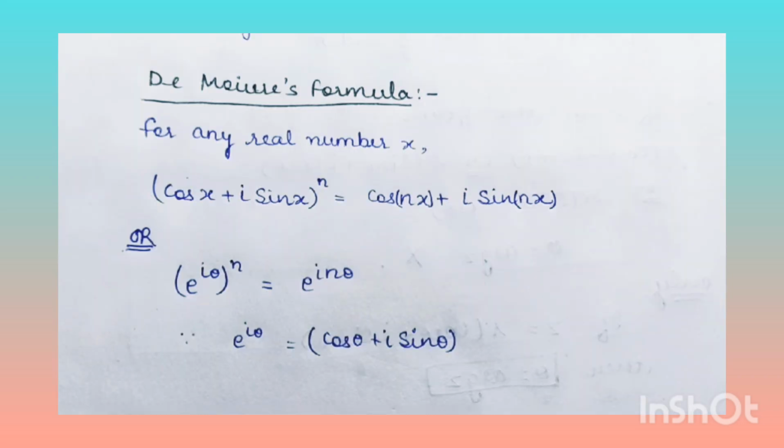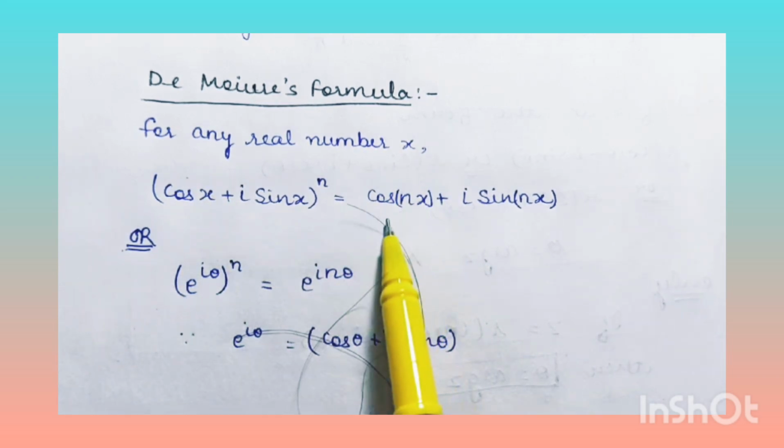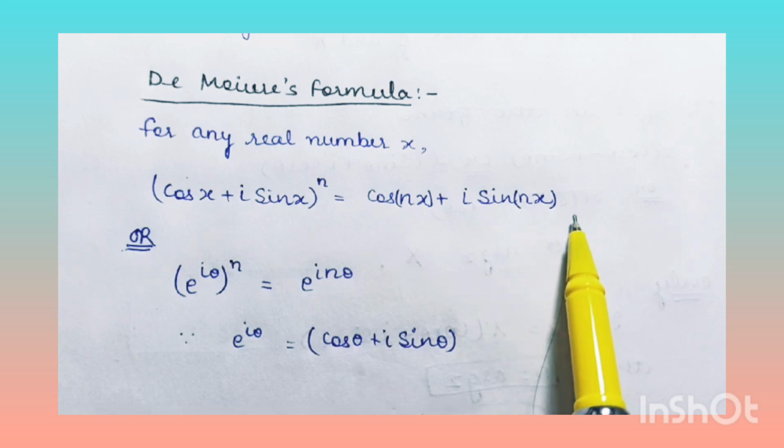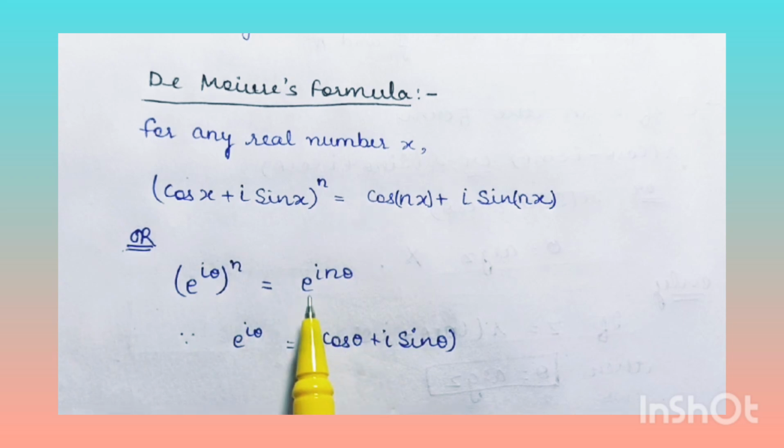So what is de Moivre's formula? For any real number x, (cos x + i sin x)^n = cos nx + i sin nx, or (e^(iθ))^n = e^(inθ), where e^(iθ) = cos θ + i sin θ.